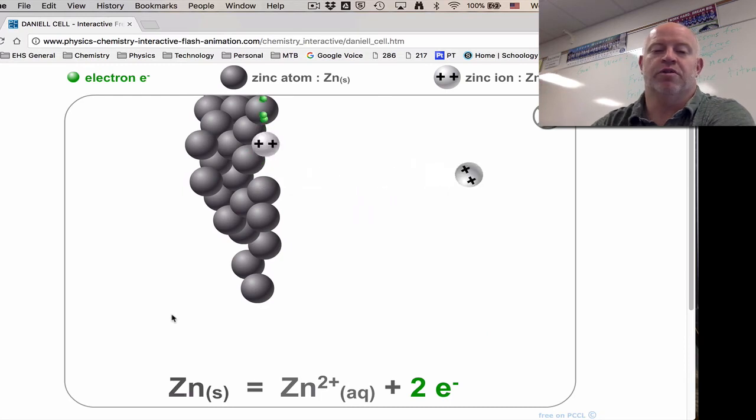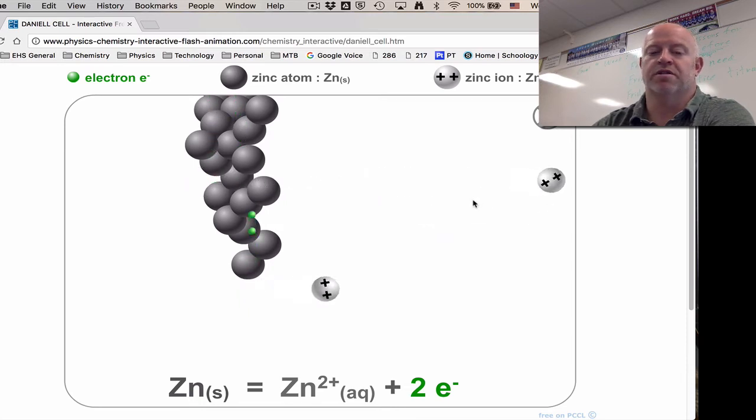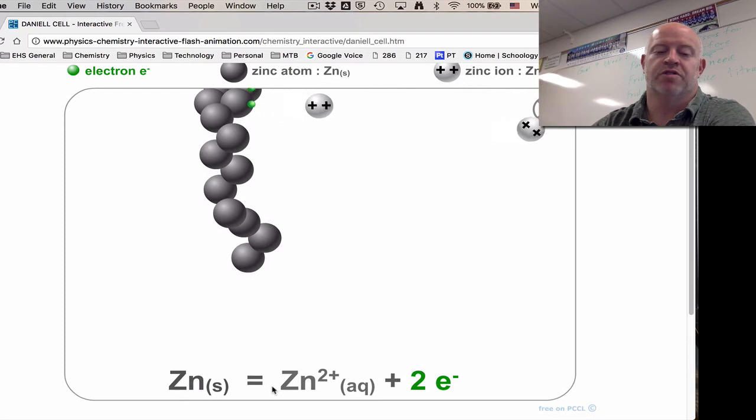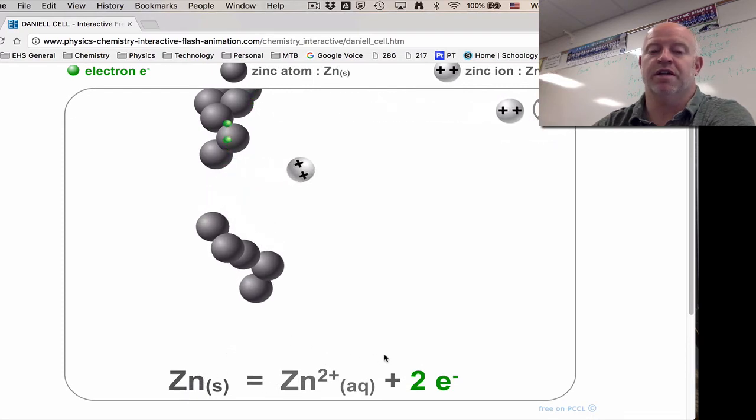Now in this scenario, we notice that the zinc metal is releasing 2 electrons, and it's leaving as zinc 2 plus. So we have zinc solid that's turning into zinc in solution, and it's leaving with 2 electrons. Here we have zinc becoming a 2 plus. So zinc is actually losing electrons here.